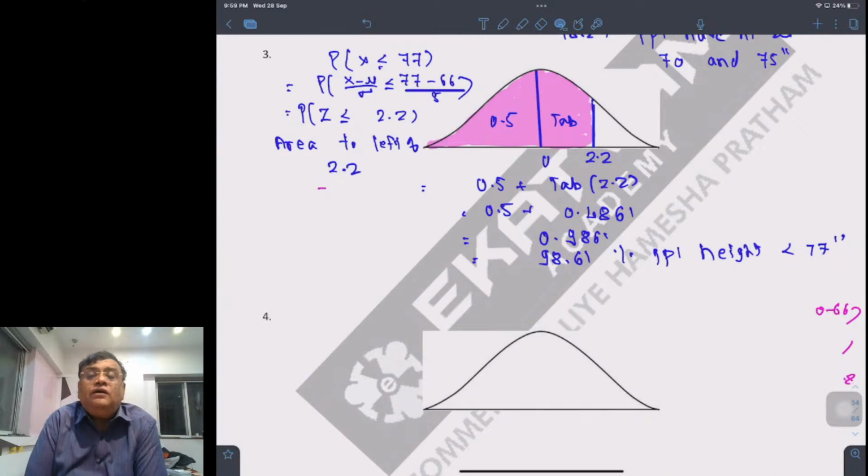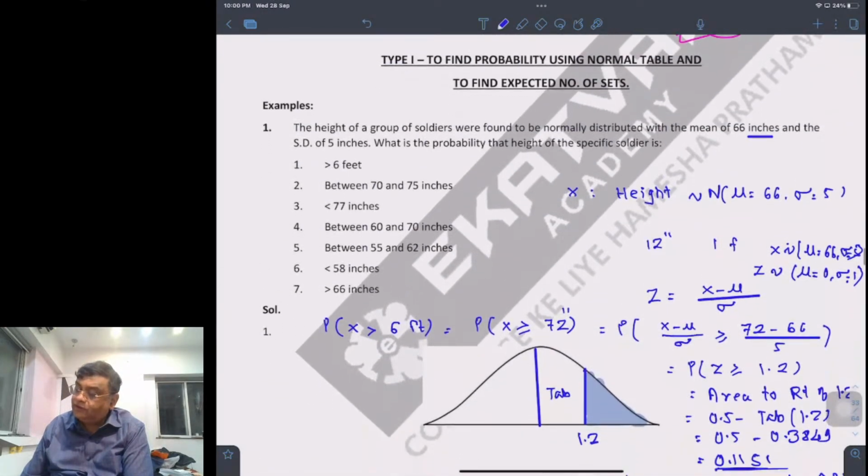Table gives you area between 0 and some value of z. This whole game is based on that. Now for the fourth part, look at me.